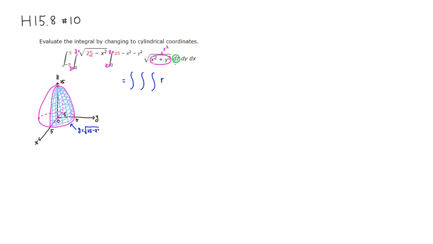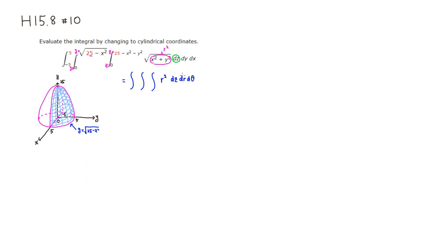Then we have to have a volume element. Instead of dz dy dx, we're going to have r dr d theta dz. There's another r from the volume element, so I'm going to write r squared. I'm going to do dz first, because we know the bottom is just the xy plane and the top is the paraboloid, so it's easy to bound. Then I'm going to do dr d theta.